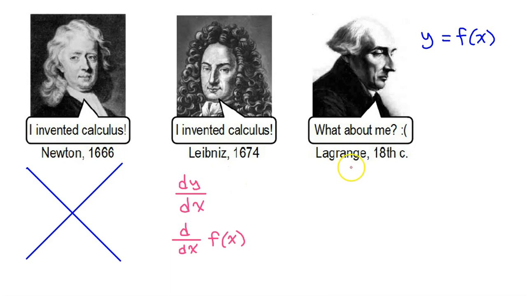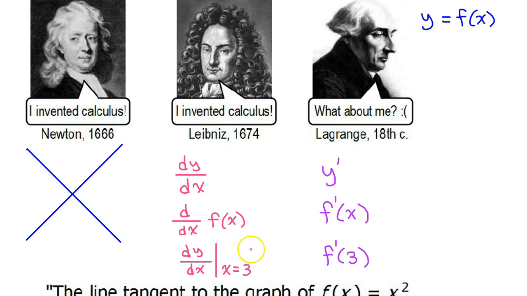There are two different notations for derivative that we use in AP Calculus. Given a function y equals f of x, the Leibniz notation for derivative is dy/dx, or d/dx of f of x. The Lagrange notation for derivative is y prime, or f prime of x. When you want to evaluate a derivative at a specific value of x, like x equals 3, for the Leibniz notation, you write dy/dx, you put a vertical line, and at the bottom, you put x equals 3. For the Lagrange notation, you simply write f prime at 3.